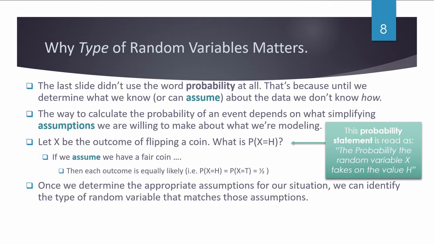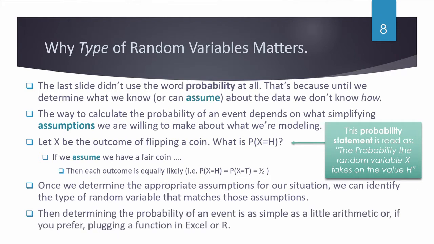As long as we have a reasonable way of outlining what the likelihood is of any one of these outcomes, we'll be able to calculate a probability very quickly. Once we've identified which random variable is appropriate, it's a really simple matter of just plugging those little pieces of information we're going to talk about in just a second into Excel or into R to get the calculations.